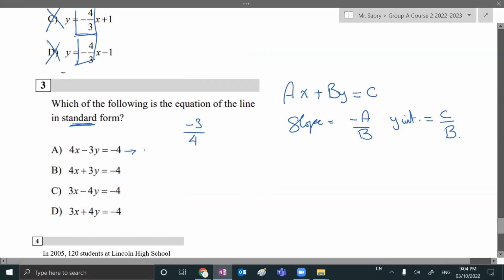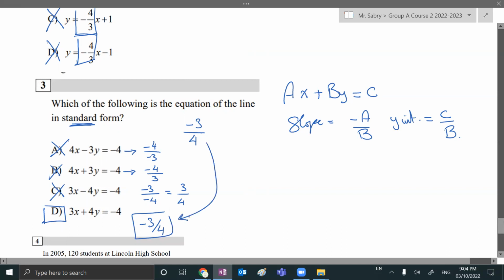I'll calculate the slope of this one. It's negative 4 over negative 3. Definitely incorrect. I'll calculate the slope of this one. Negative 4 over 3. Incorrect. I'll calculate the slope of C. It's negative 3 over negative 4, which becomes positive 3 over 4. So it's still incorrect. It's definitely D. And if you calculate it, it's negative 3 over 4, similar to the slope we were looking for at the very beginning. Does this make sense, everyone?